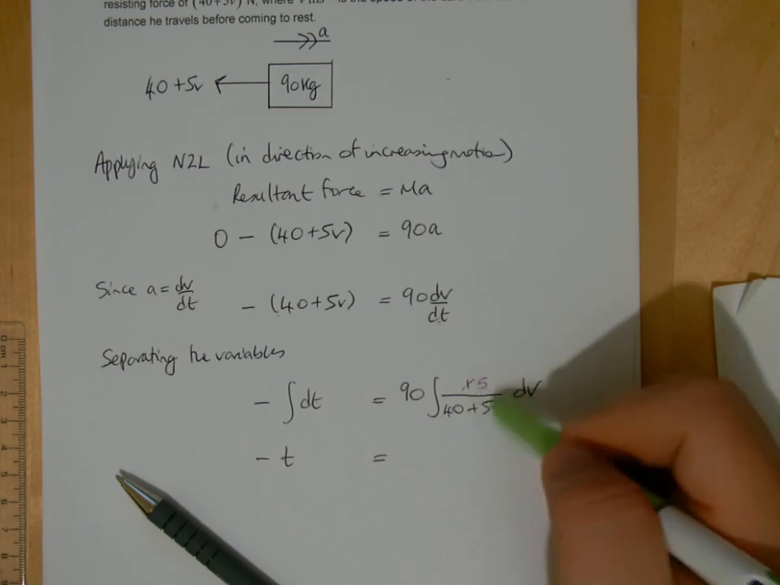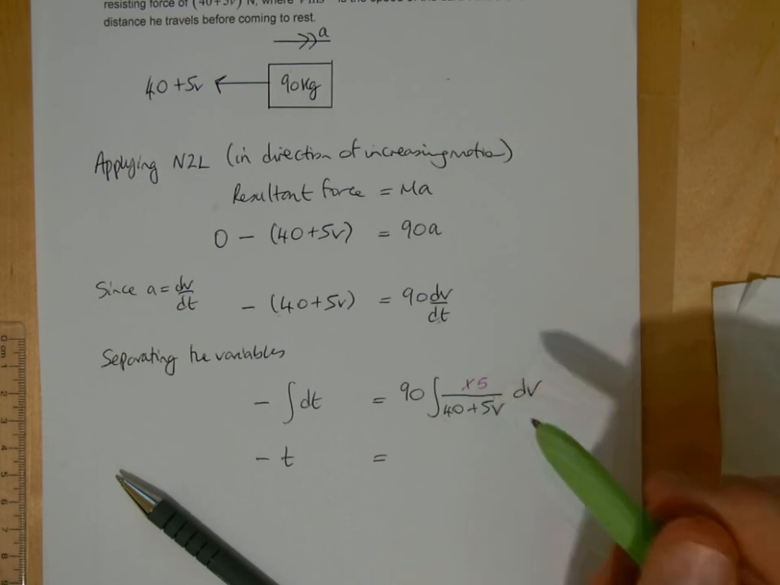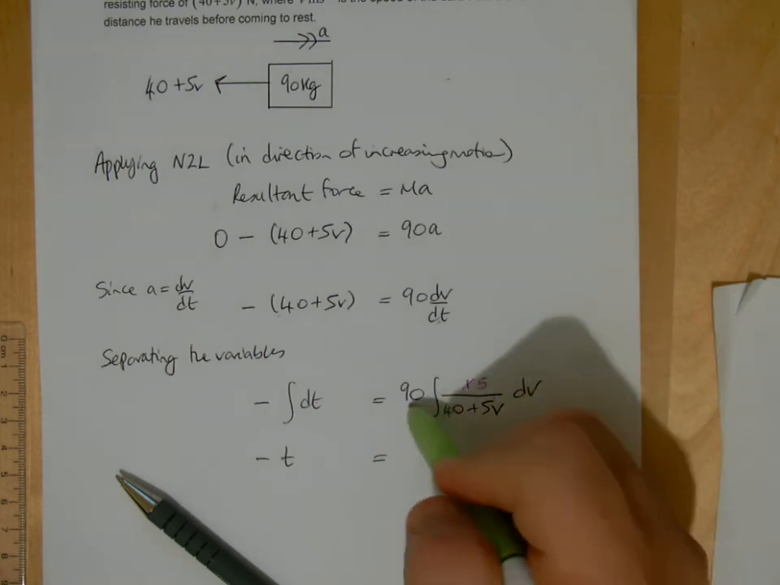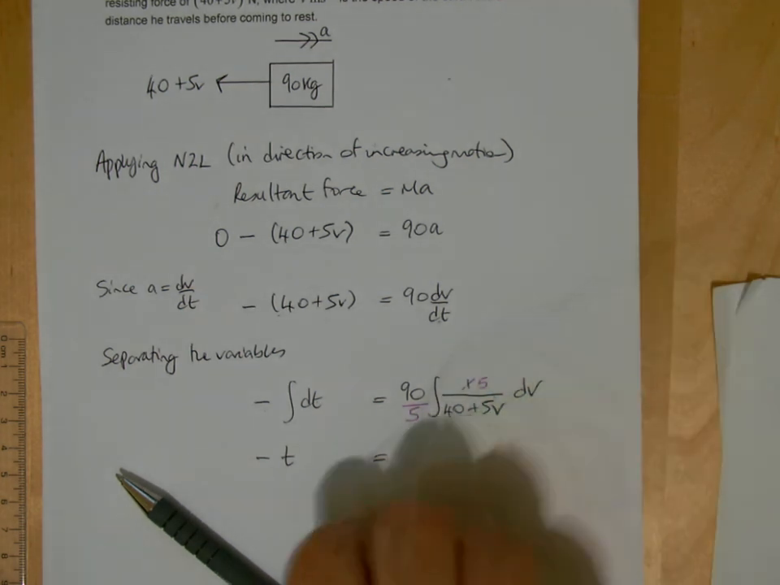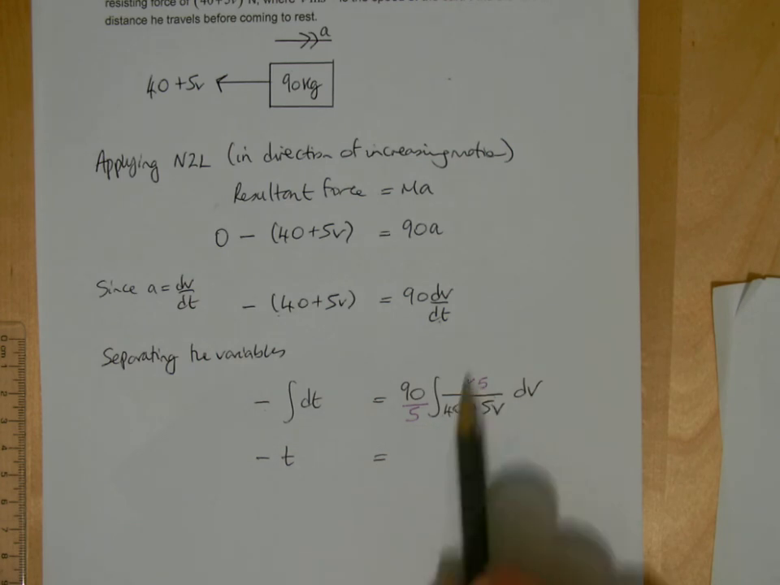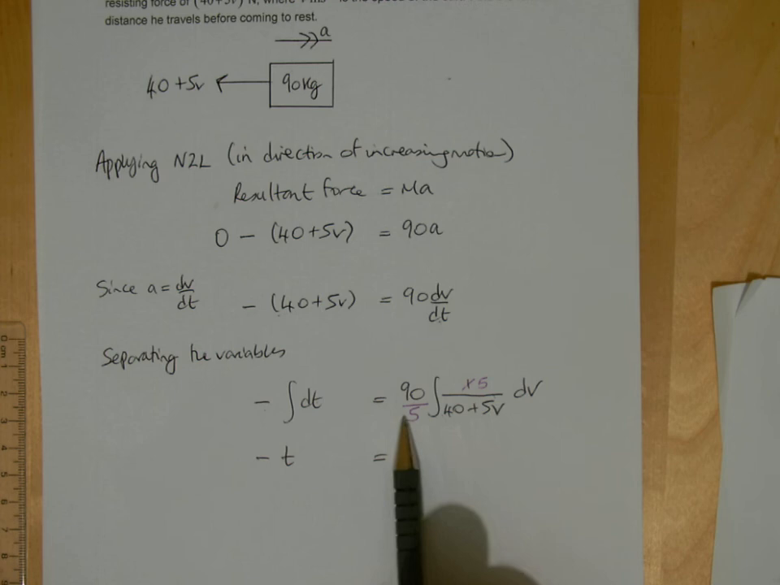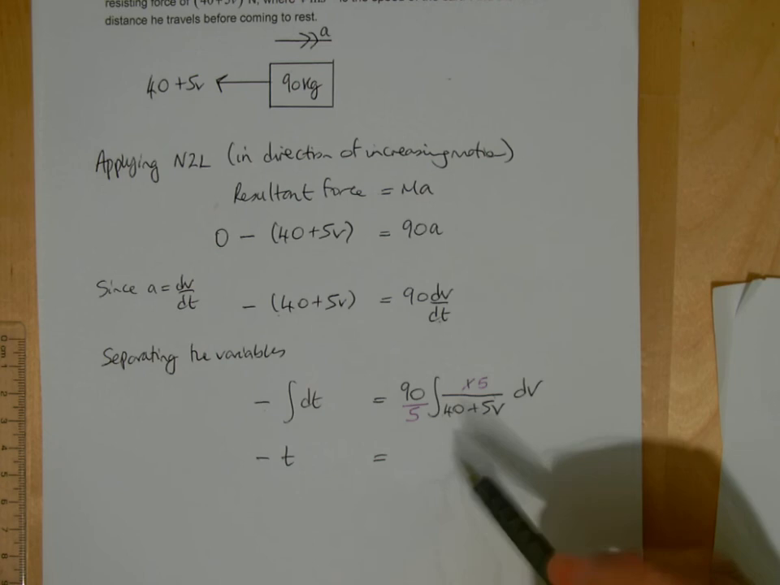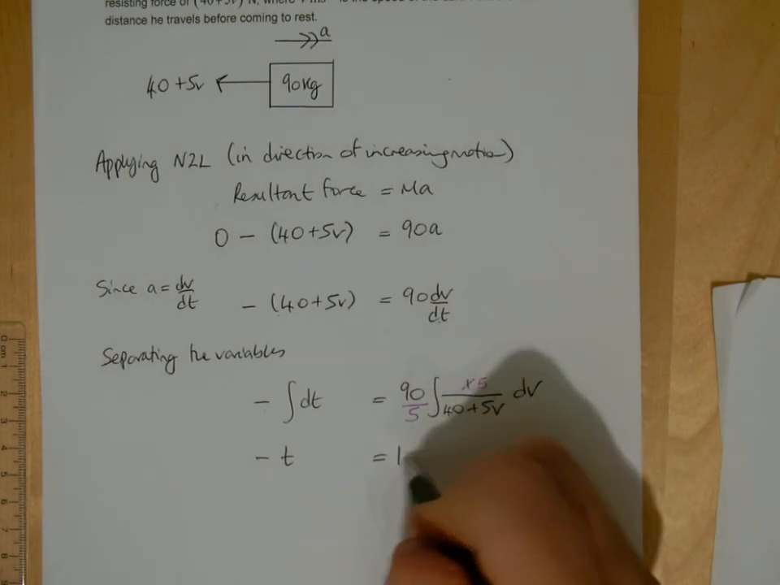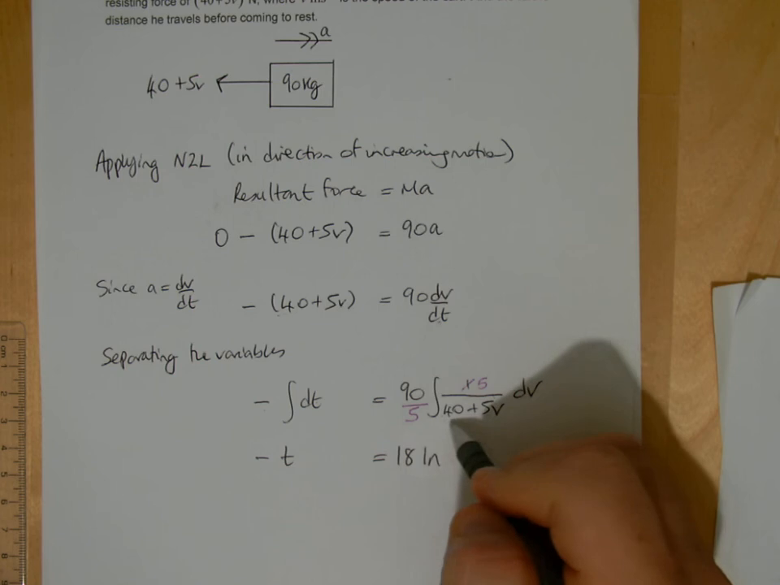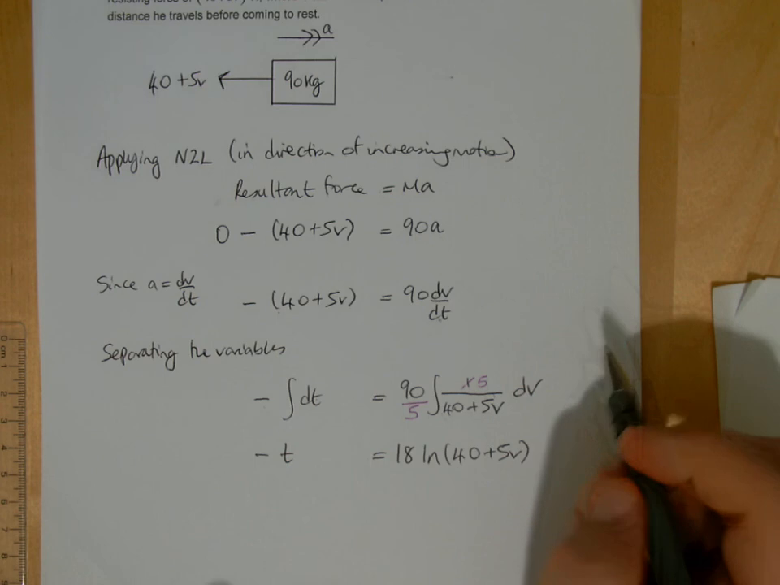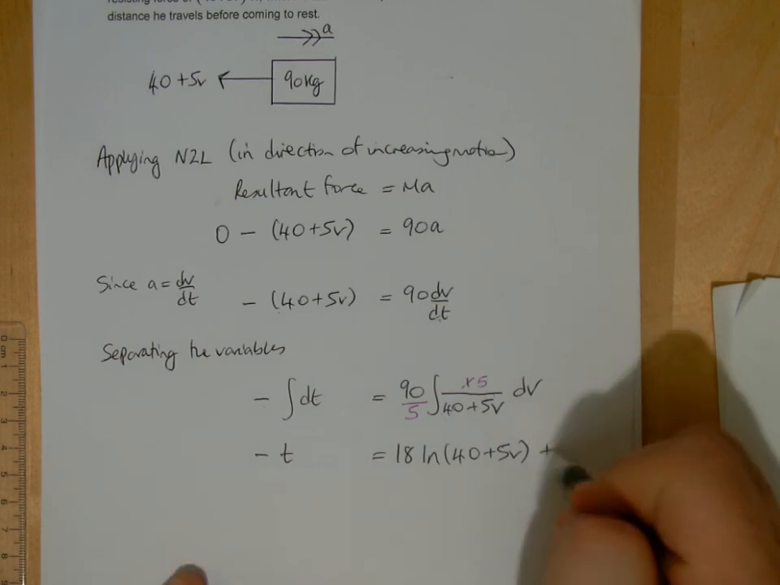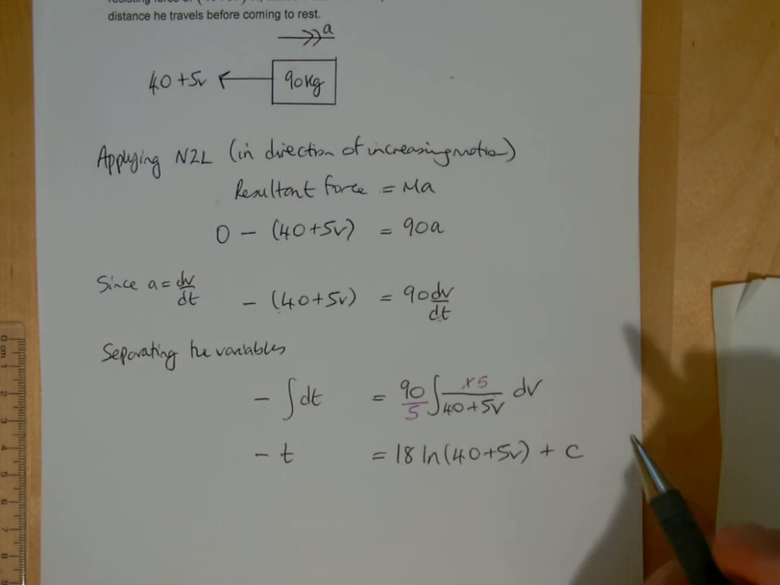In other words, I've made it 5 times bigger, haven't I? And if I make it 5 times bigger, I need to compensate. So what I do on the outside is divide by 5. So I've made the fraction 5 times bigger, and I integrate it, but I'm compensating by dividing the result by 5. So I'm paying back, and everything's fine. So then I've got 90 over 5, which is 18, and then I've got ln of 40 plus 5v. Don't forget to put your constant of integration in.